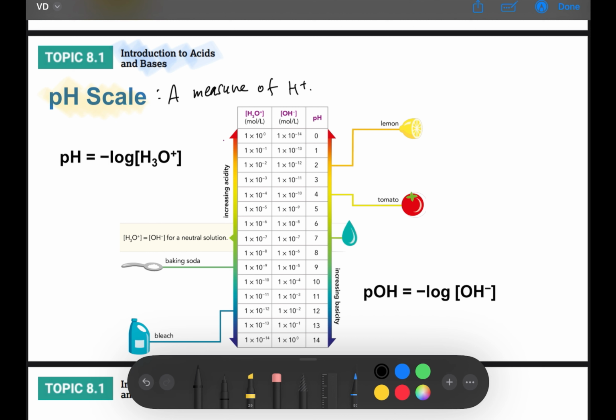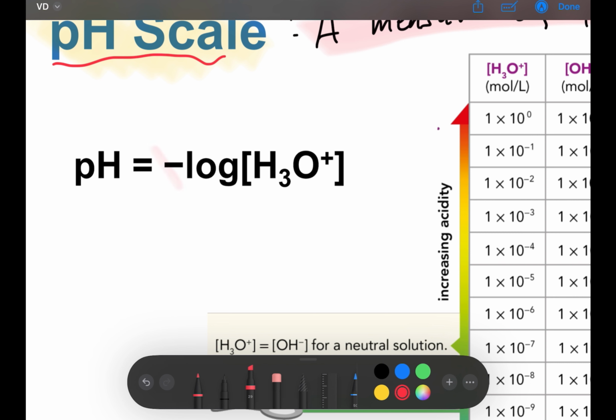So the first definition of the pH is a measure of the H positive. We just remember that acids are considered as a substance that produces H positive ion, which has another name, the hydronium ion. Let's start over how to calculate the pH. The pH has a beautiful formula to be applied, which is negative log the concentration of hydronium ion, or H positive.